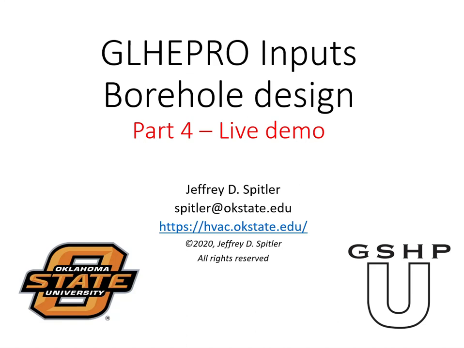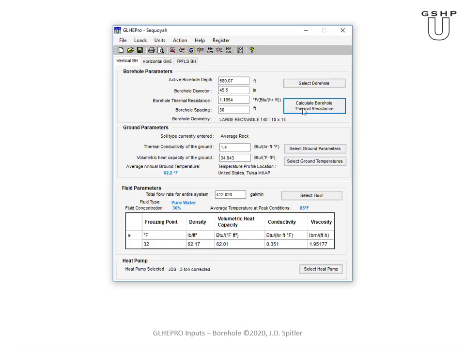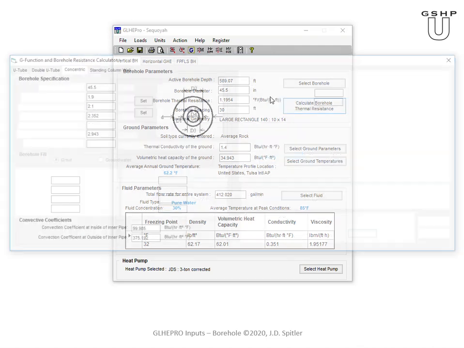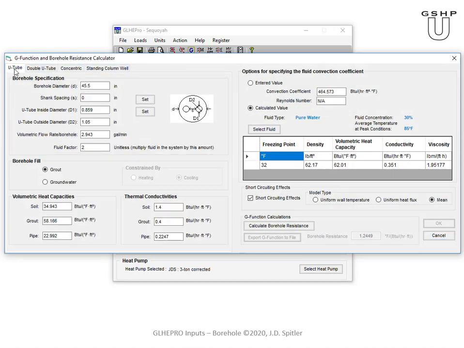Okay, we're going to return to the borehole design, and we're going to look at a few of the other configurations besides single U-tube. I'm not sure how useful this will be, and I don't really have much in the way of a planned agenda. Let's calculate the borehole thermal resistance. Right, we were on double U-tube or single U-tube before.